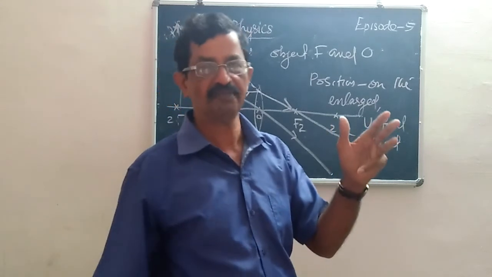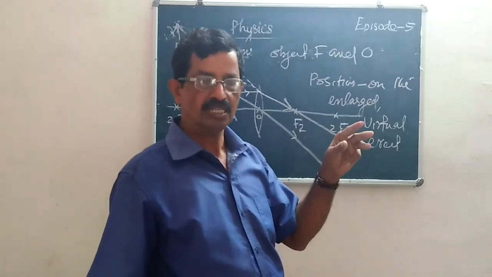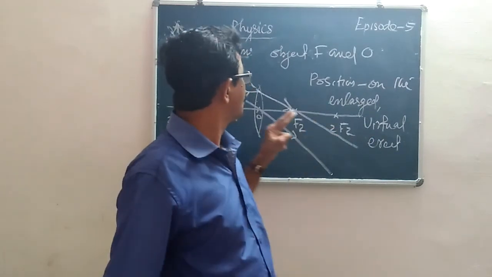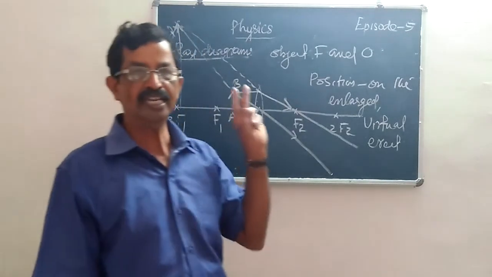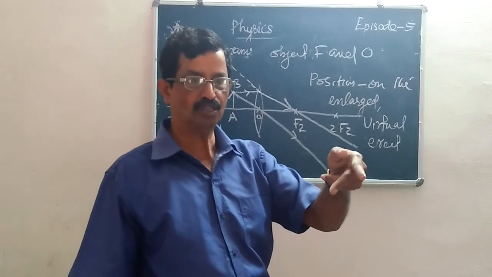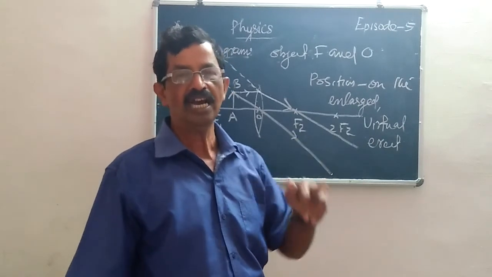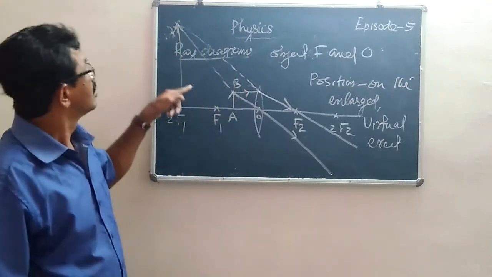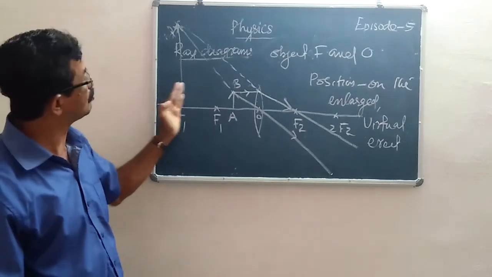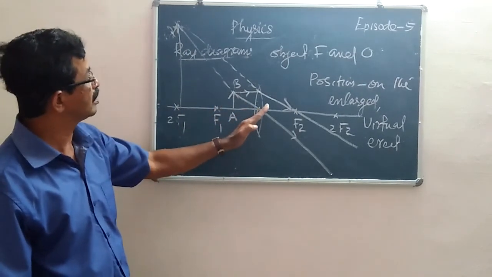Now we drew the ray diagrams of image formation by a convex lens. When the object is at infinity, where do we get the image? At focus. The image is diminished, real and also inverted. Then when the object is behind 2F, where do we get the image? In between F and 2F. That image is also small, real, inverted and small in size. Then at 2F, then between F and 2F, then at F and this.